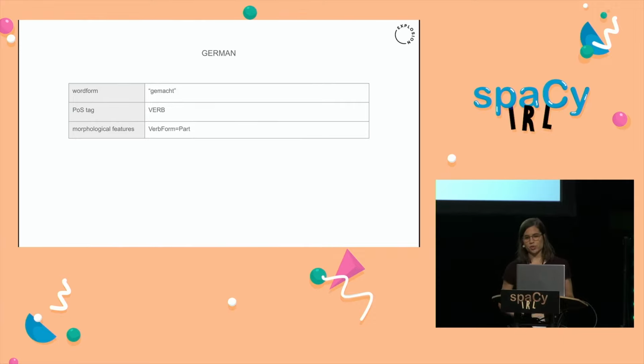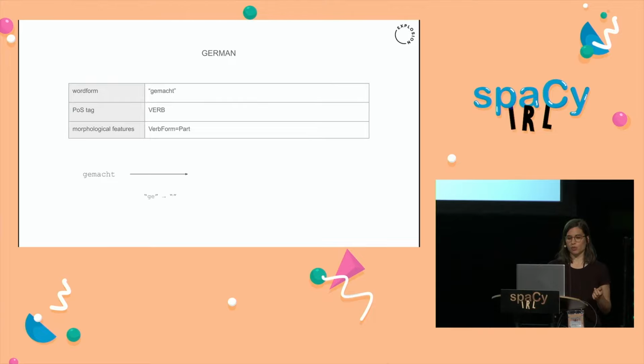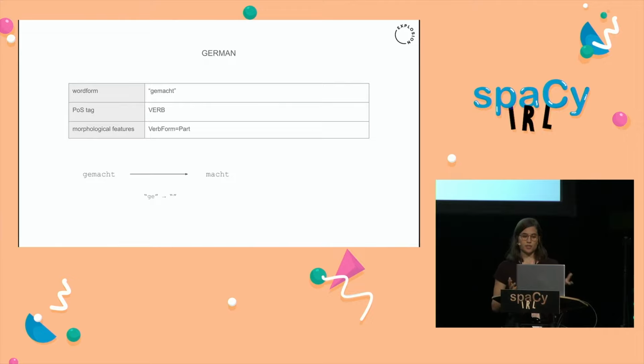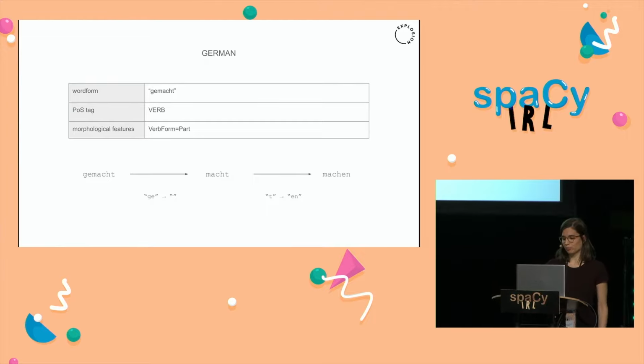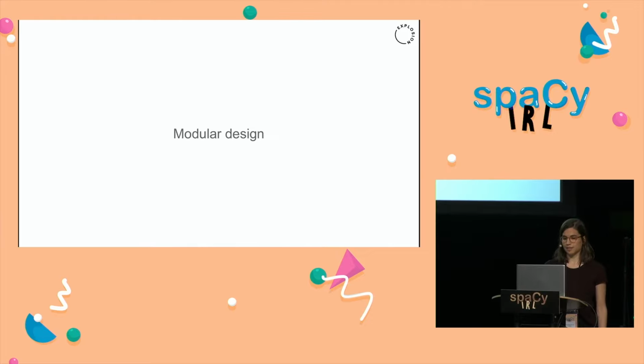And the same with German. So we have some irregular participles in German, like gemacht. First, we apply the rules for all the participles, which says just take the prefix ge out, and we come up with macht. But then this is not the correct lemma. We have to also apply a second rule that changes the last T to en. And we come up with the lemma machen.